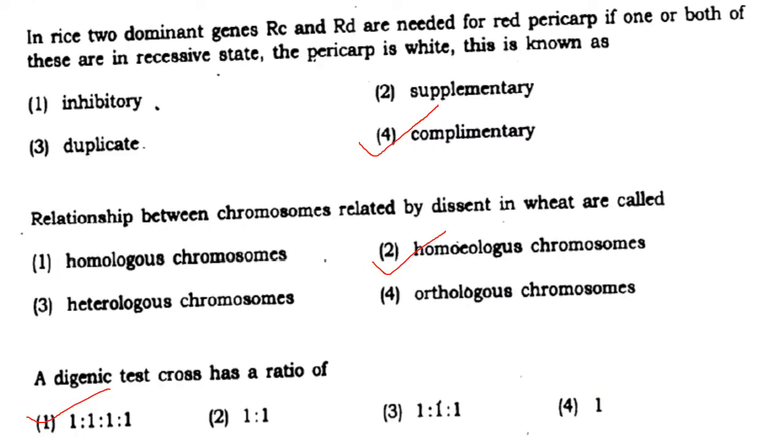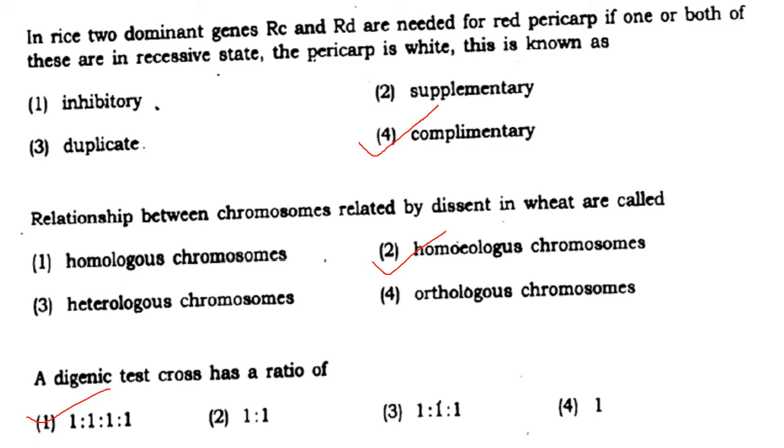Next one. In rice, two dominant genes RC and RD are needed for red pericarp. If one or both of these are in recessive state, the pericarp is white. This is known as option 1 inhibitory, 2 supplementary, 3 duplicate, 4 complementary. Answer is option 4 complementary.